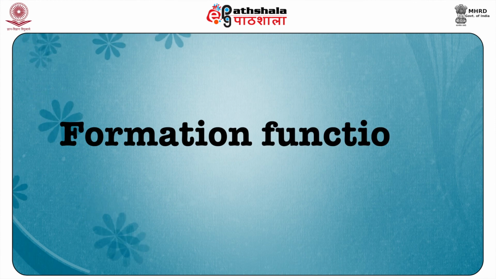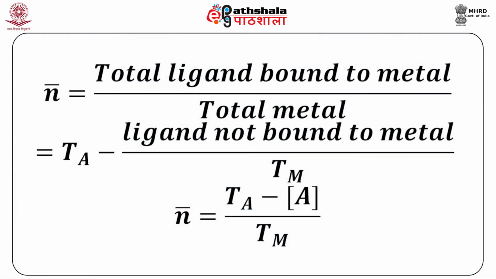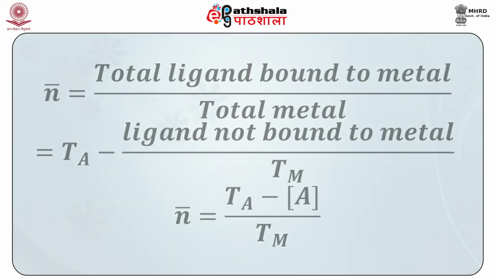Formation function. Bjerrum introduced the function n bar, called the formation function, which gives the average coordination number of ligands bound per metal ion. It is given by the total ligand bound to the metal ion divided by the total metal, which equals TA minus the ligand not bound to the metal, divided by TM.